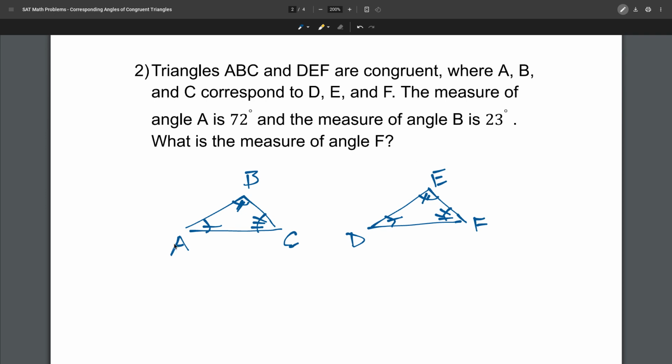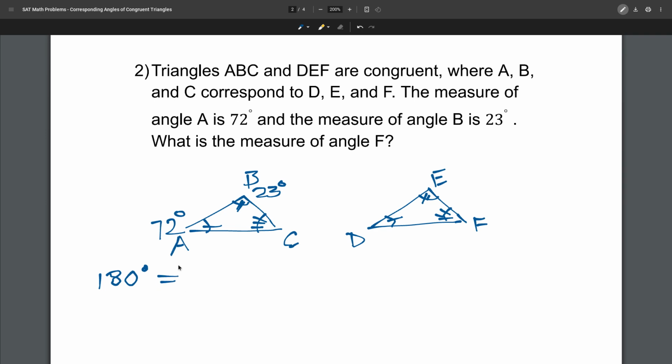The measure of angle A is 72 degrees. The measure of angle B is 23 degrees. Now, normally these would be written inside the triangle, but just to make room, I'm doing it outside here. What is the measure of angle F? Well, the measure of angle F actually corresponds to C, so we have to find out what C is. So we're going to take 180 degrees because the sum of angles A, B, and C must equal 180, the sum of the interior angles of a triangle.